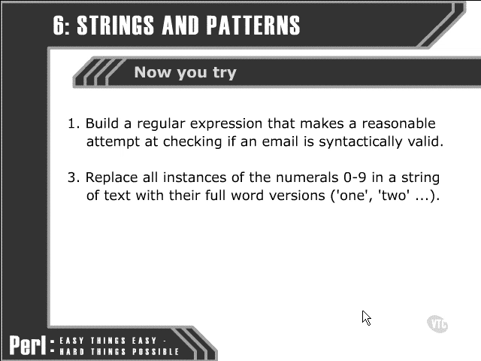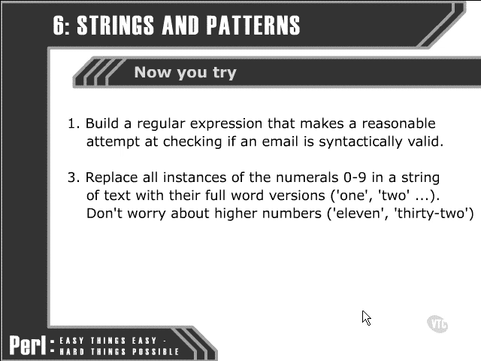The next exercise is to replace all instances of the numerals 0 to 9 in a string of text with their full word versions, 1 becomes one, 2 becomes two, and so on. I'm not asking you, again, to do the really complex version of this exercise, such as looking at the number 11 and turning that into eleven and so on, or to look at tens, hundreds, thousands. All we're looking at is the individual numbers on their own, finding instances of those within a string, and returning just the English equivalents.